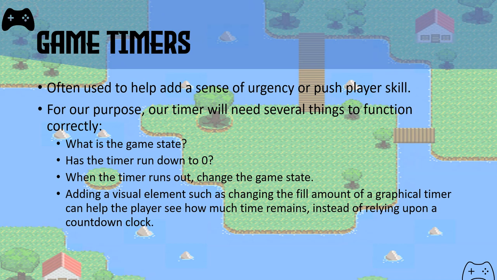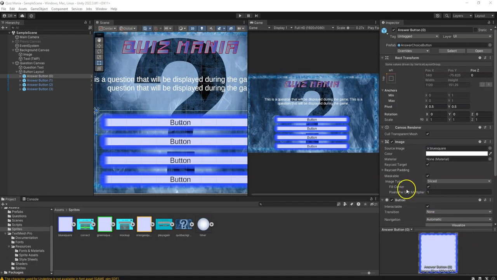And we want to have a visual element, such as the changing of a fill amount of a graphical timer, which allows the player to easily see how much time remains, instead of necessarily relying on a countdown clock. A countdown clock can work too, but again, this is just a different way of implementation. There's multiple ways you can carry out a timer. We're probably going to look at this through a graphical timer, simply because it's a little bit easier for us to display. So let's jump right into Unity and get started here.